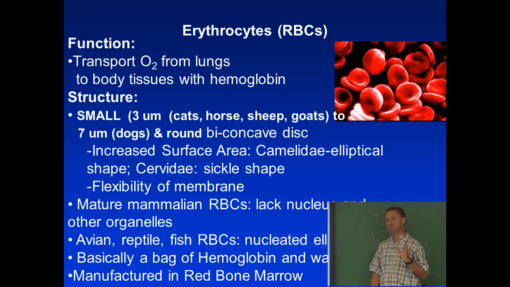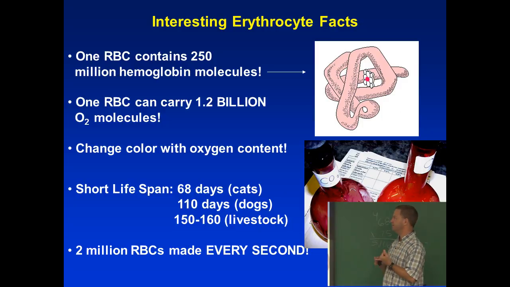Now, some animals where you will see nucleated blood cells: fish, my favorite, birds and reptiles as well. They have these elliptical red blood cells that have a nucleus. Okay, so hemoglobin is the molecule carrying the oxygen, and one red blood cell can carry about 1.2 billion oxygen molecules. Really, really efficient. The color of the hemoglobin changes depending on whether it's oxygenated or deoxygenated.